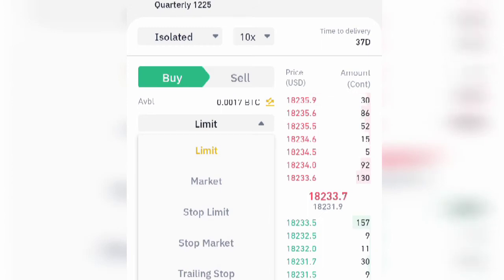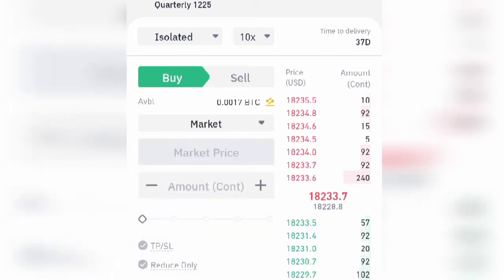you can go with limit orders. You're saying you want to select the price you want to enter the trade for, or you can go with market. You're saying you're going with the current market price. You're shorting Bitcoin from the current market price. Now if you look here, you will see the buy sell.